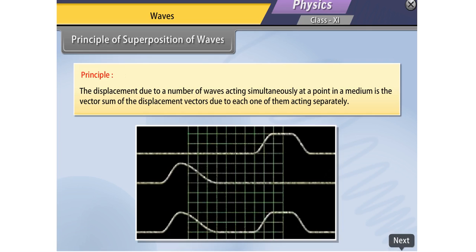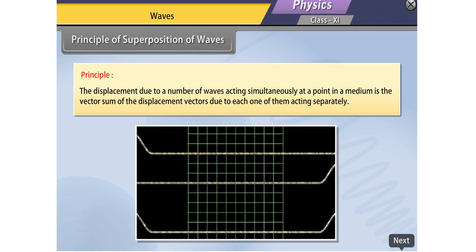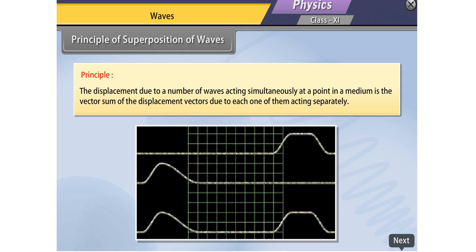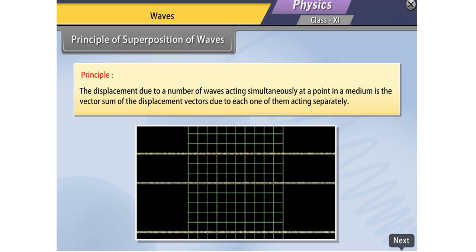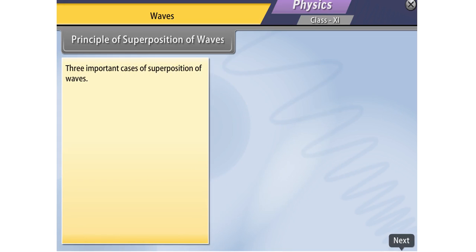Let us take an example. Consider two pulses approaching each other. When the pulses cross each other, they combine to produce a resultant pulse. After crossing each other, they again begin to travel independently, as if nothing had happened. This gives rise to the following three important cases of superposition of waves.